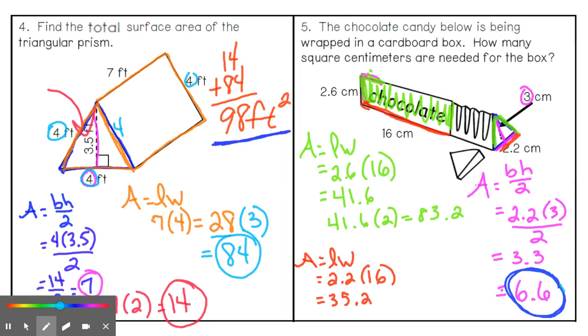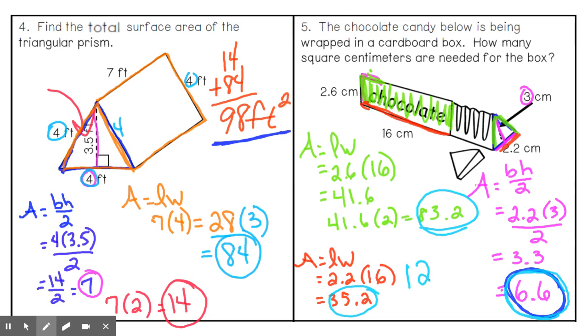So we're going to add 6.6, 83.2, and 35.2, okay, to get our total. And when you do that, you get that the total surface area is 125 square centimeters. Okay, that would be your answer to this problem.